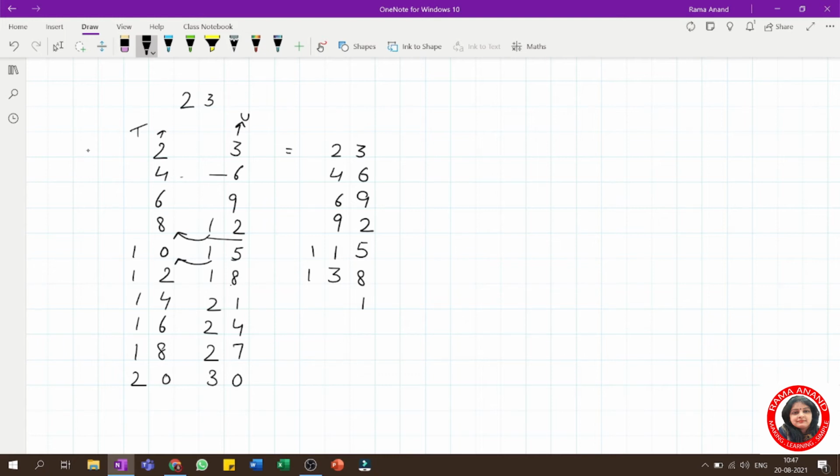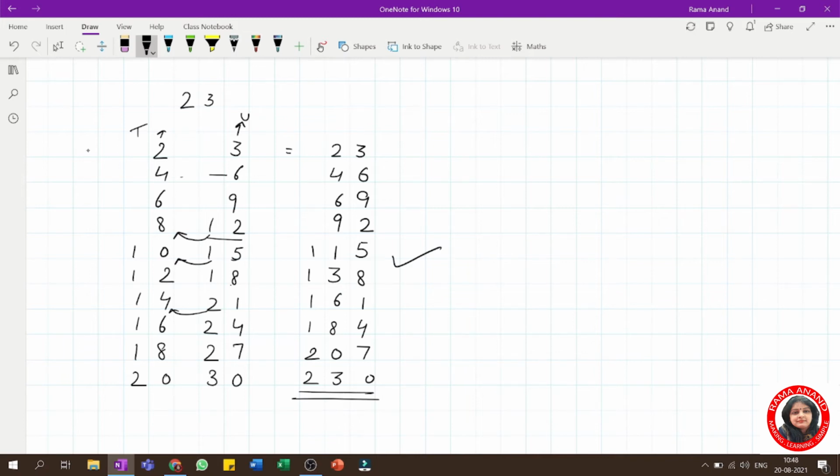Keep 1 over here, move this 2 forward. Keep 4 here, move 2 forward. Keep 7 here, move 2 forward. So in this way you can find the table of any 2-digit number. So this is my table of 23.